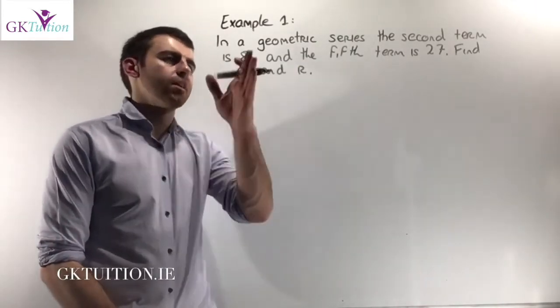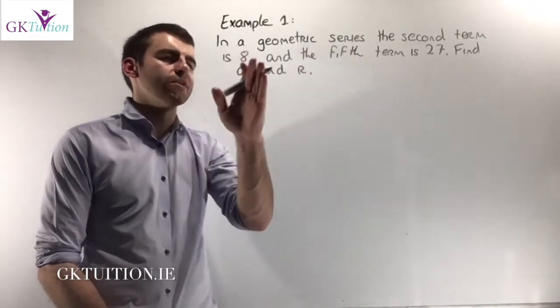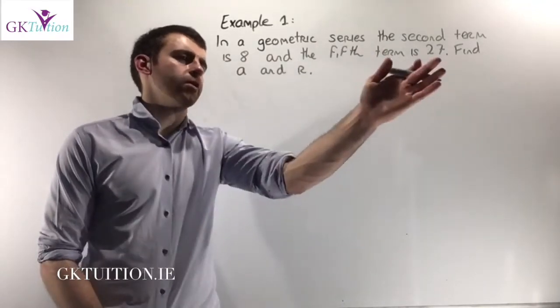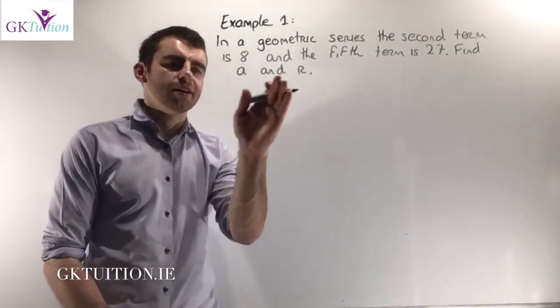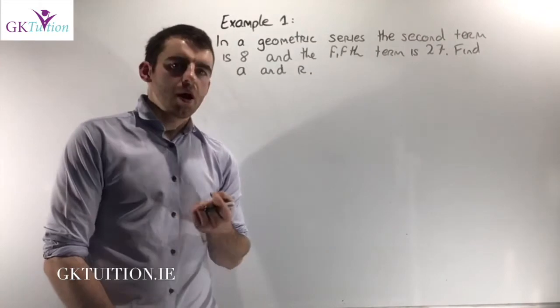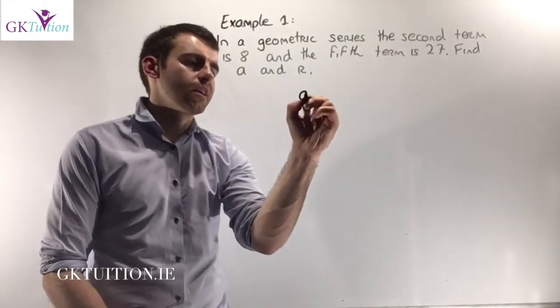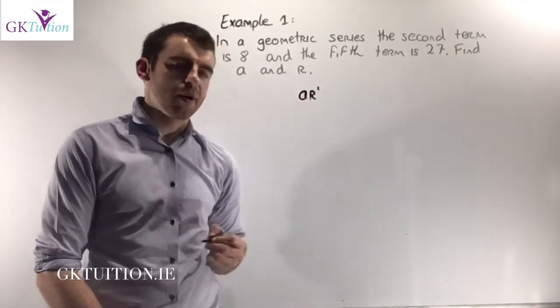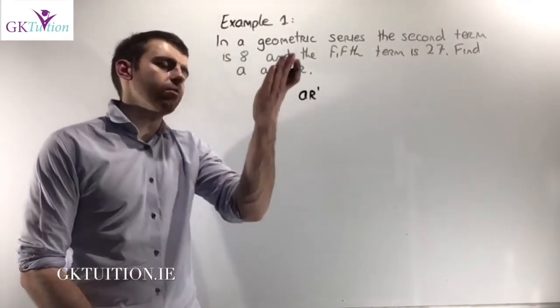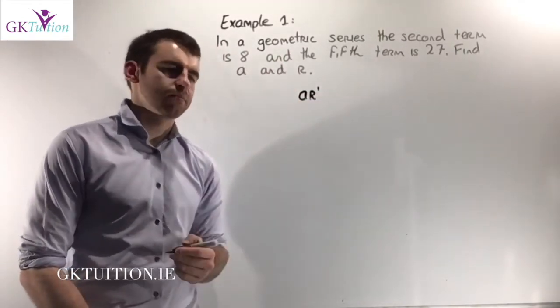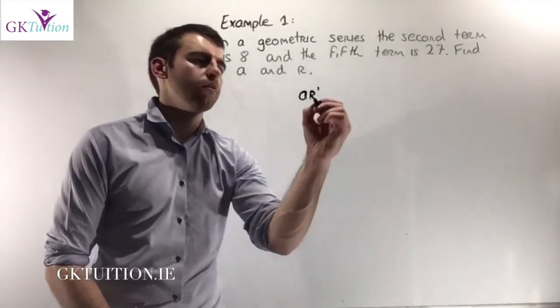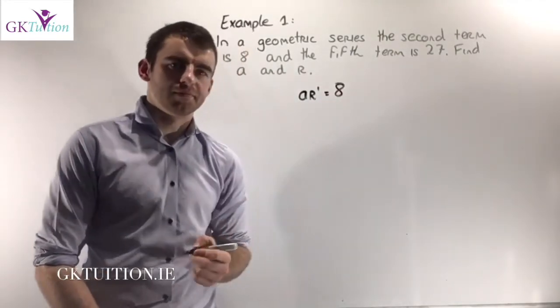If I was told that I have a geometric sequence where the second term is 8 and the fifth term is 27, I can now find a and r. I know that in any geometric sequence, the second term is a multiplied by r to the power of 1. And they've told me that here the second term is actually 8. So I can say that a r to the power of 1 is equal to 8.